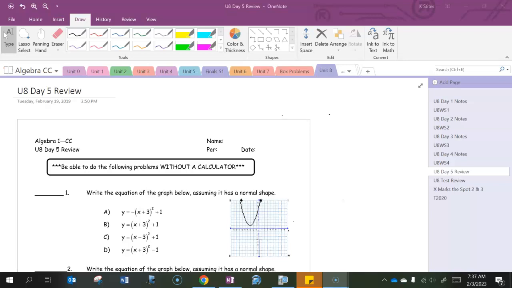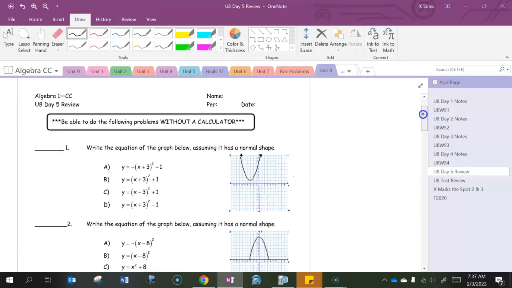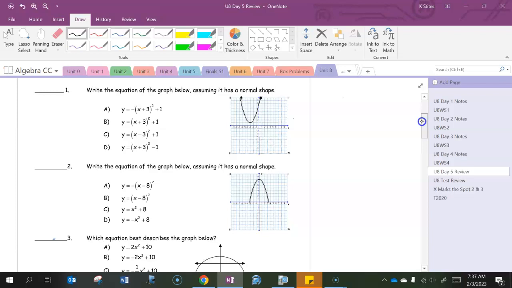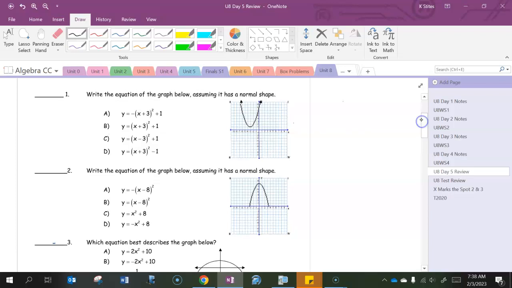Hello Algebra 1. Today we're going to be doing some review for your Unit 8 quest. So the first thing you should be able to do these questions without a calculator. Write the equation of the graph below, assuming it has a normal shape.